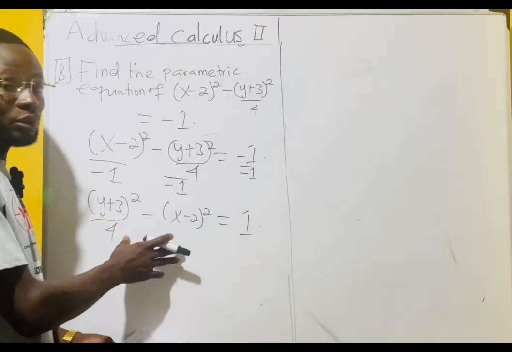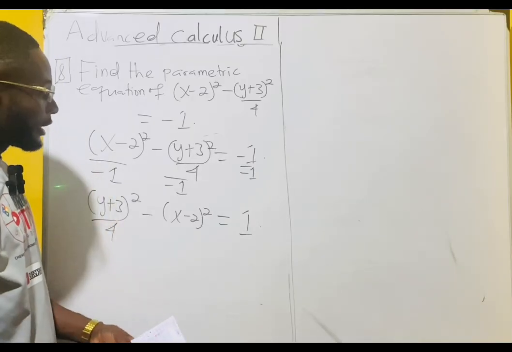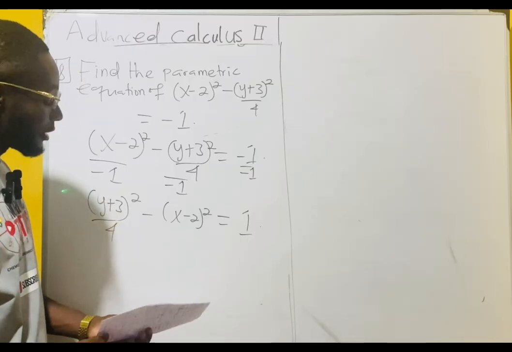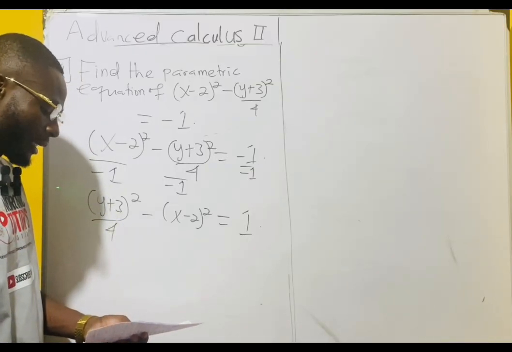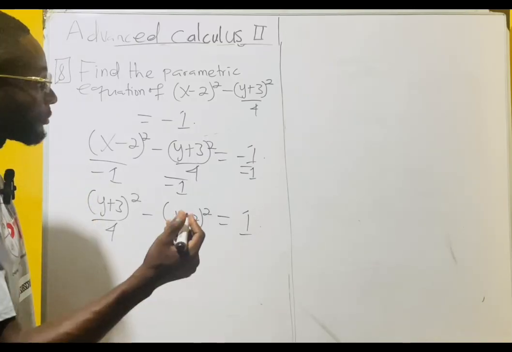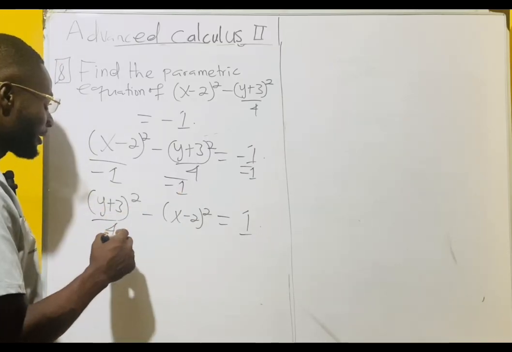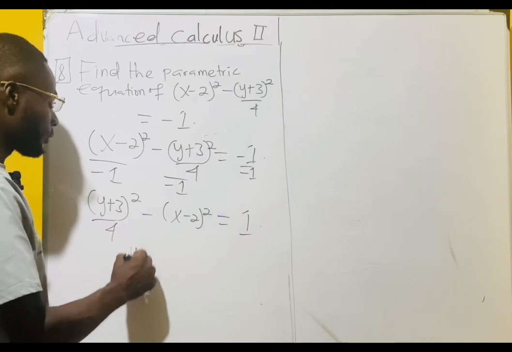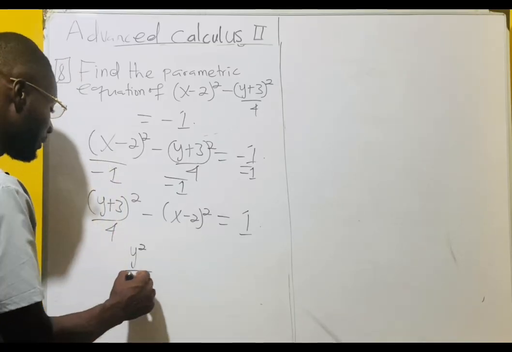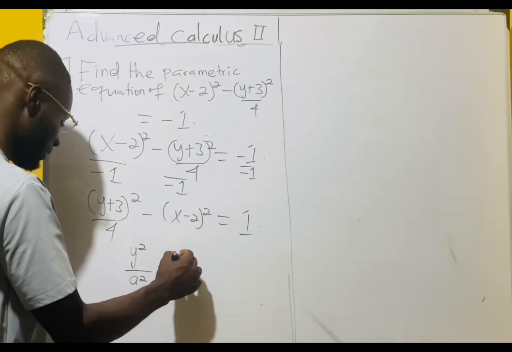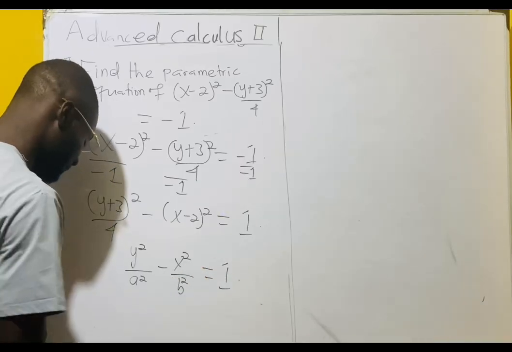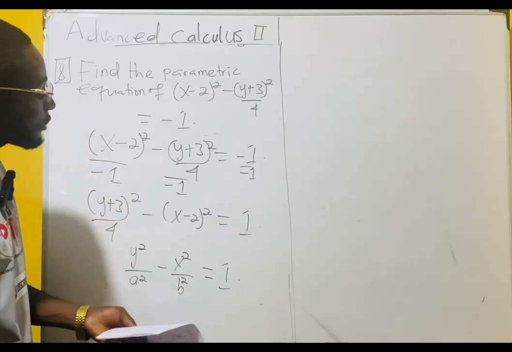Right. So once we have this, then you know that this is the standard form of a hyperbola, of a vertical hyperbola. So now we use the trigonometric identity. We know that the standard form of a vertical hyperbola is basically y squared over a squared minus x squared over b squared, and that is equal to +1.